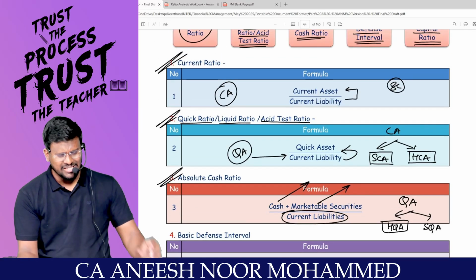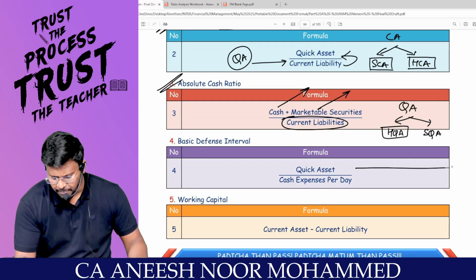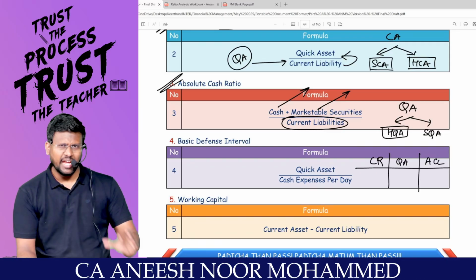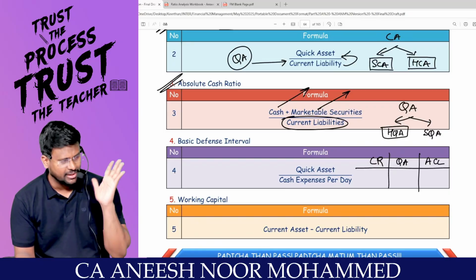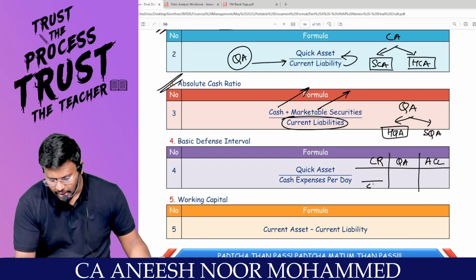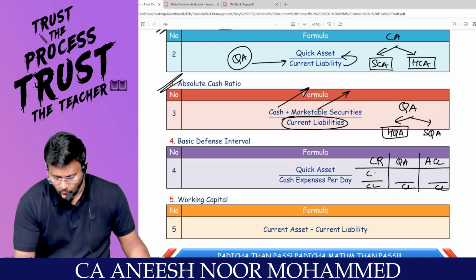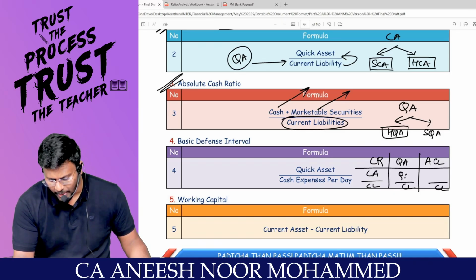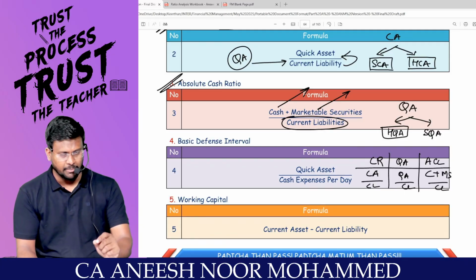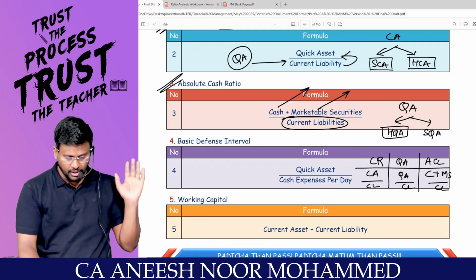Basically 3 ratios are there: current ratio, quick ratio, absolute cash ratio. Every ratio is checking only one criterion: to meet my current liabilities, how many current assets I have, how many quick assets I have, how much cash plus marketable securities I have. That is the liquidity ratio.